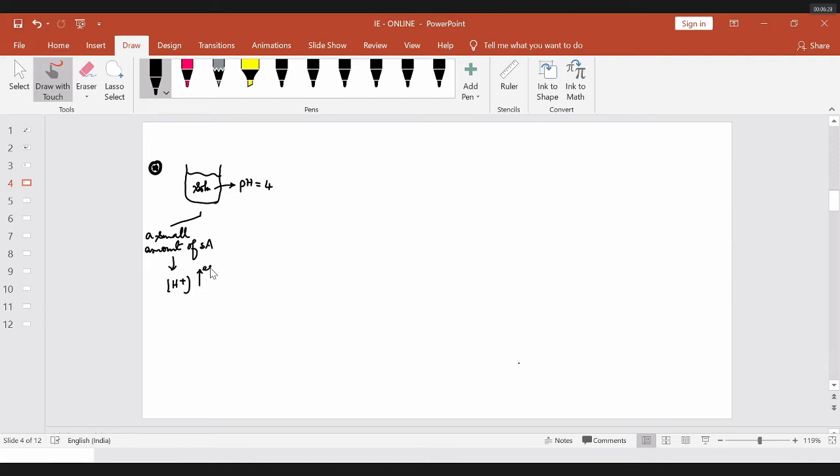Take care of my language here. I am saying concentration of free H plus ion. This is the point which I want to enjoy in the next discussion. Free H plus ions increase. Therefore, the pH value of the solution decreases. It's quite obvious, a simple statement, sir: if you add acid, the pH value of the solution decreases. Now, rule number 2: add a small amount of strong base.